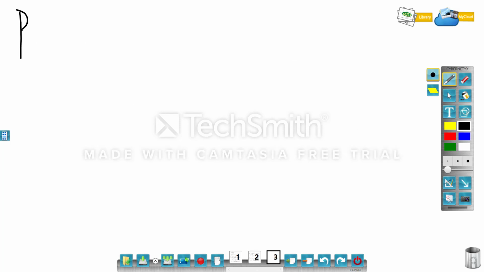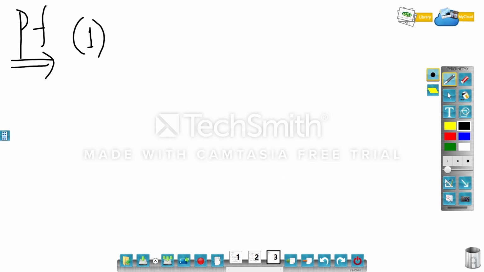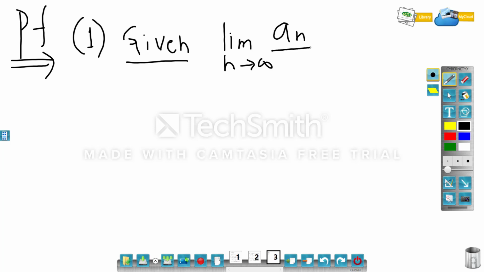Proof of statement number 1. Statement number 1 says that if the limit as n goes to infinity of an upon bn is equal to c, which is greater than 0, then we have to prove that both behave alike. Both behave alike means either both are convergent or both are divergent. So it is given that the limit as n goes to infinity of an upon bn is equal to c, which is greater than 0.